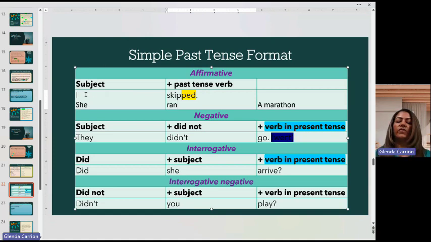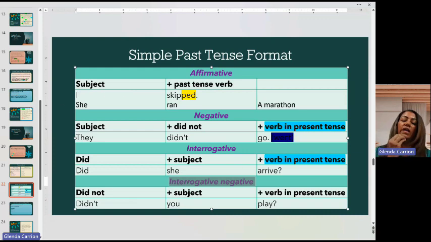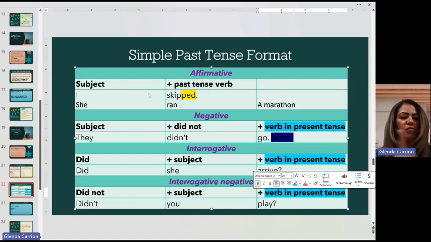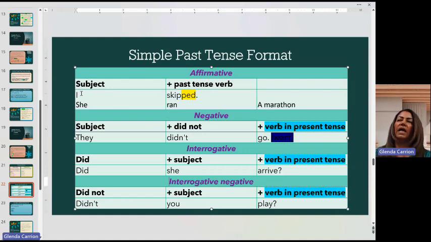And we also have the interrogative negative, in which we use first did not, then the subject, and then again the verb in present tense, because you only use the past tense in affirmative. So how do you make this type of question? Didn't you play? Didn't she run? Didn't they go? Didn't she arrive? It's just another way to make a question, okay?